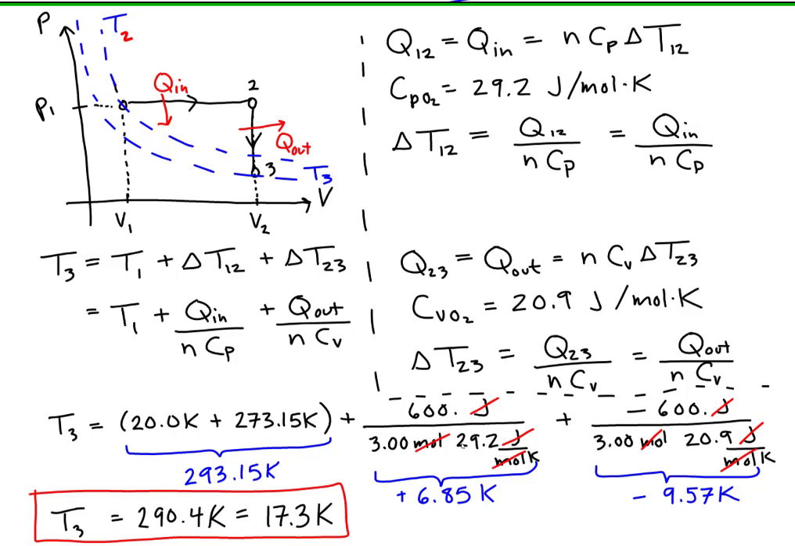This must be true since isotherms do not intersect. So, from the sketch of our isotherms, we see that in the transition from state 2 to state 3, the gas crosses the T1 isotherm at 20 degrees Celsius on its way down to T3 at 17.3 degrees Celsius. This makes sense, so we should feel good about this result.